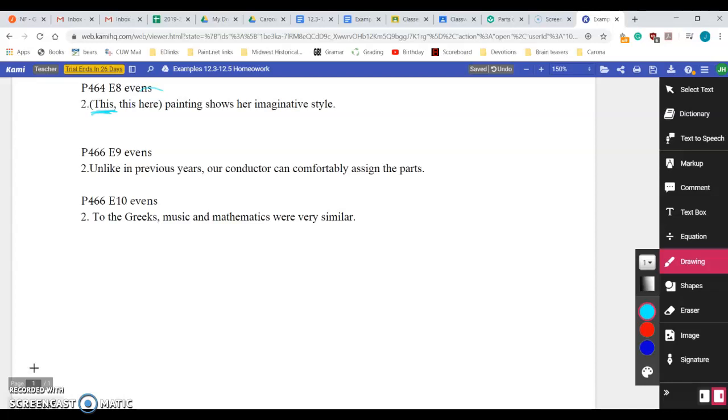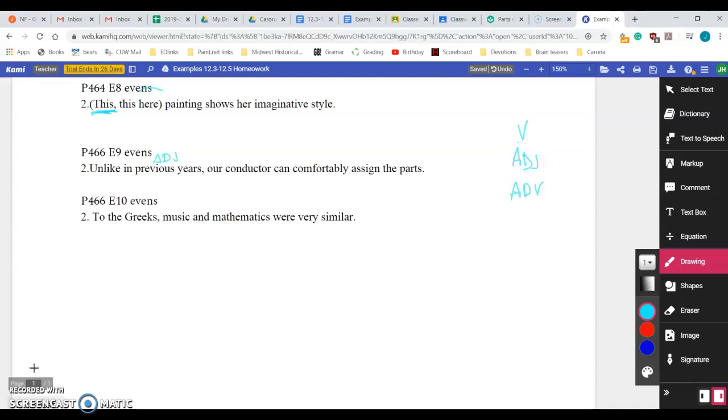So all we're going to do is look through the sentence and look for adverbs. Remember that adverbs describe three different things. They could describe a verb, they could describe an adjective, they can describe another adverb. We're looking for a word that describes one of those three things. So we have unlike in previous years. Previous is the describing word, but it's talking about years, which means that this is an adjective.